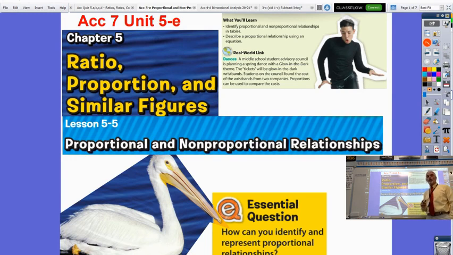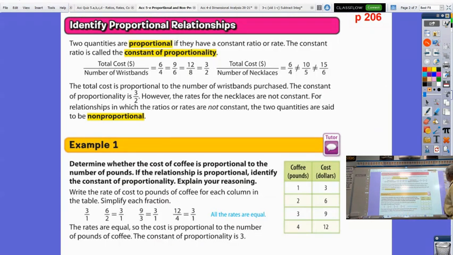All right, here's a quick lesson here. The next topic in this unit on proportional relationships is on proportional and non-proportional relationships. Okay, what does this word proportional mean? So two quantities, two things that are related, are proportional if their ratio or rate is always the same, a constant ratio or constant rate. If they are not in a constant rate, then it is not proportional, okay?